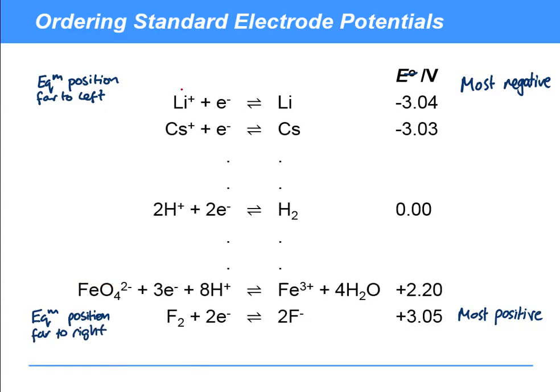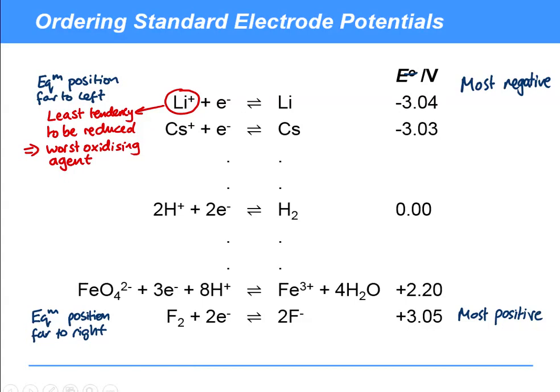Well, what that actually means here is that this substance here has the least tendency to gain an electron. In other words, the least tendency to be reduced. And therefore, it's the worst oxidizing agent. If you want to cause the oxidation of something, if you want to take electrons away from something, don't use Li+. It won't work for anything.